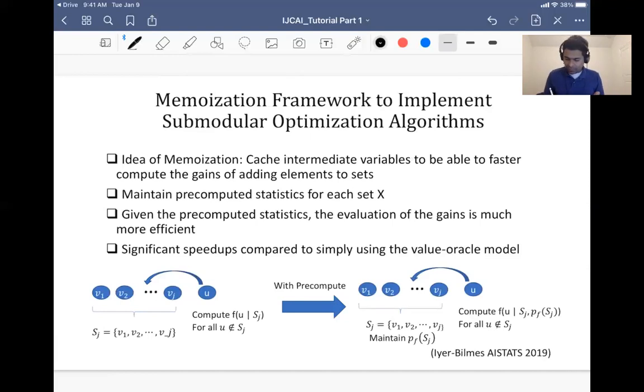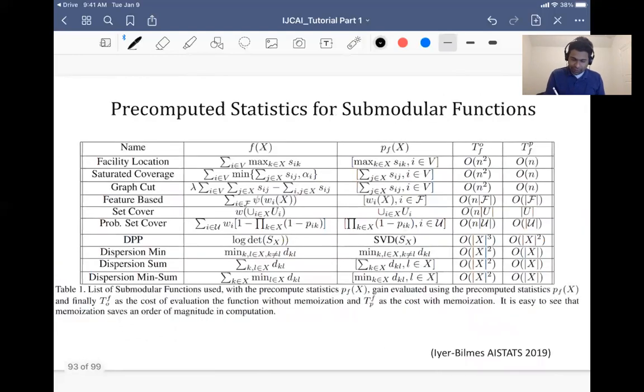Memoization was a recent paper which showed that you can do this very simple trick of pre-computation, and pre-computation works at a function level. For each specific function, you can cache the intermediate variables and maintain pre-computed statistics for each subset X. As the greedy algorithm proceeds, you can use the statistics to compute the gain much faster. Given the pre-computed statistics, the evaluation of the gain is much more efficient. It turns out that this gives significant speedups compared to simply using the value oracle model. For a number of functions, you can come up with these pre-computed statistics, and this almost always reduces the complexity by a factor of n, or a factor of the size of X, or something like that.